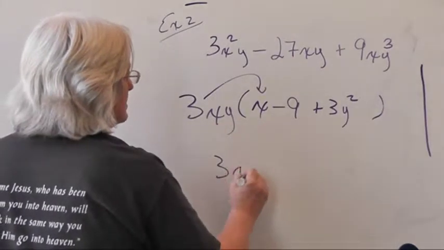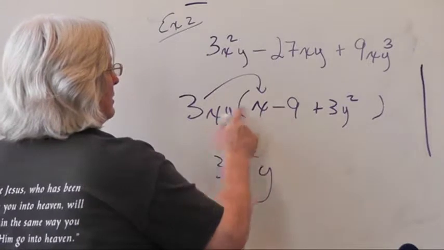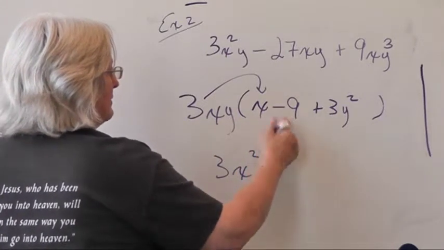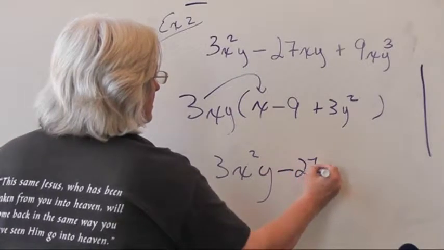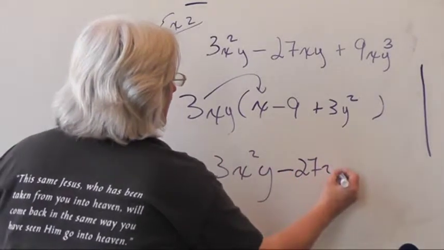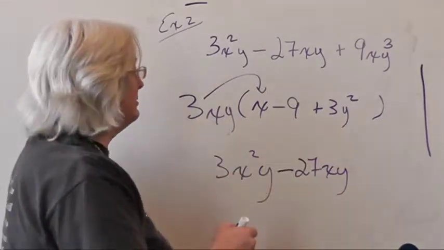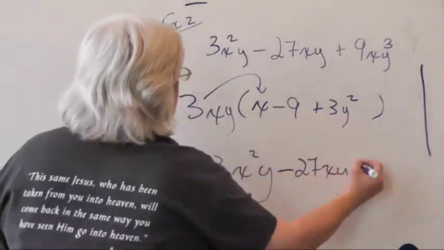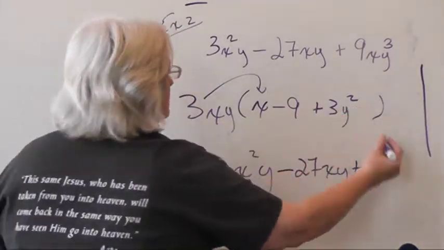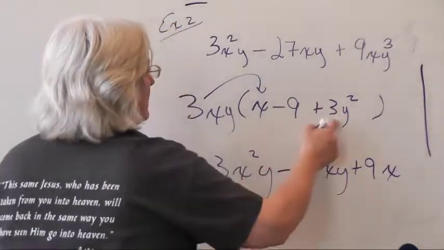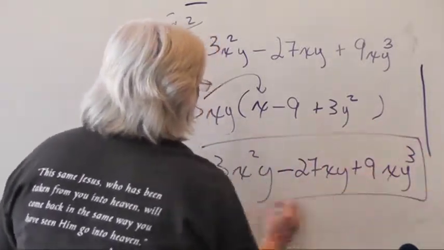3x times x is x squared. We have a factor of y. 3xy times negative 9, it's a minus sign. 3 times 9, 27xy. 3xy times a positive 3y squared. 3 times 3 is 9, x, there's no x, y times y squared is y cubed.